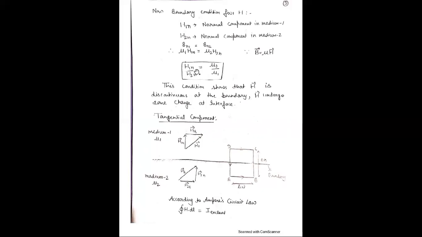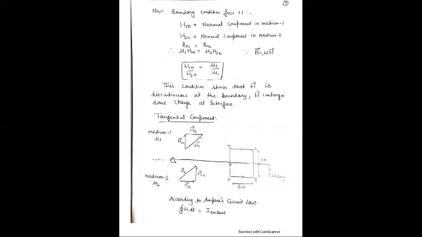Here, H1n is not equal to H2n, but it depends on the magnetic permeability of both the media. Therefore, from this equation, it is clear that the normal component of H is not continuous, but there is some change in values. The normal component values of H undergo some changes at the interface or the boundary.